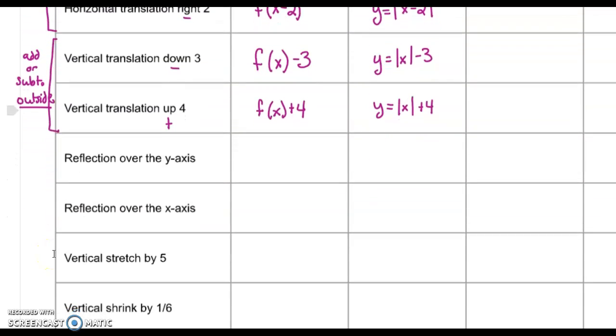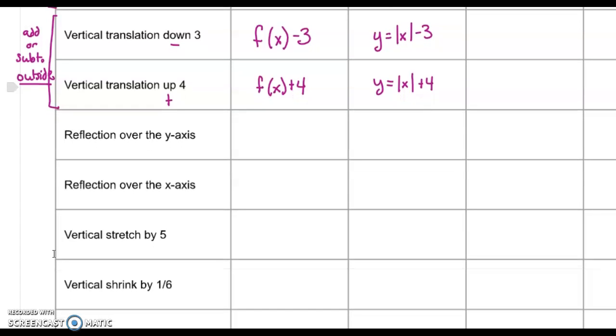All right, reflections. What reflections do is they just take your graph and they flip it, okay? So they reflect it. I'll just draw a picture real quick. You don't have to write this down. But if you had a graph, so here's the x-axis and here's the y-axis. I'm going to make something kind of funky like a triangle.